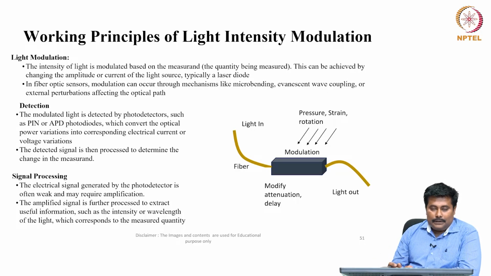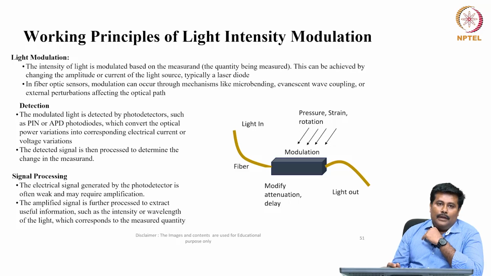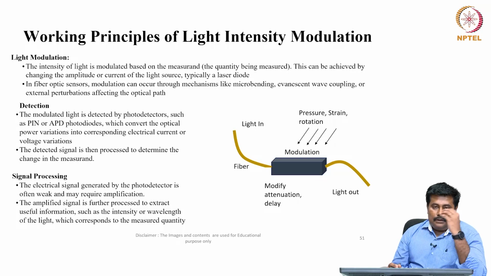As far as the signal processing is concerned, the electrical signal generated by the photodetector is often weak and may require amplification. The amplified signal is further processed to extract useful information such as intensity or wavelength of light, which corresponds to the measurement quantity.